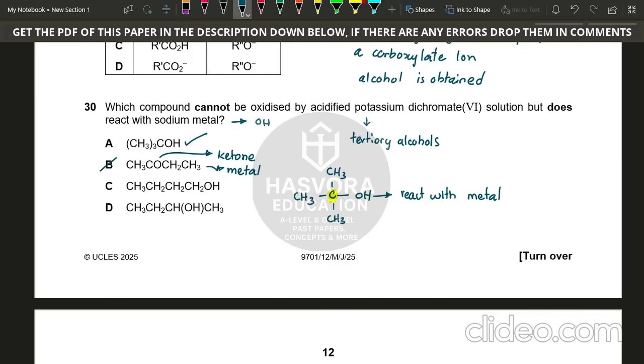Let's move on to C. So C is a primary alcohol. This can be oxidized, and it can also react with the sodium metal. So they are actually saying that it cannot be oxidized, so the first statement is invalidated. This means that C is also not your answer. For D, we have a secondary alcohol, so it can also be oxidized. This means that A is your answer.